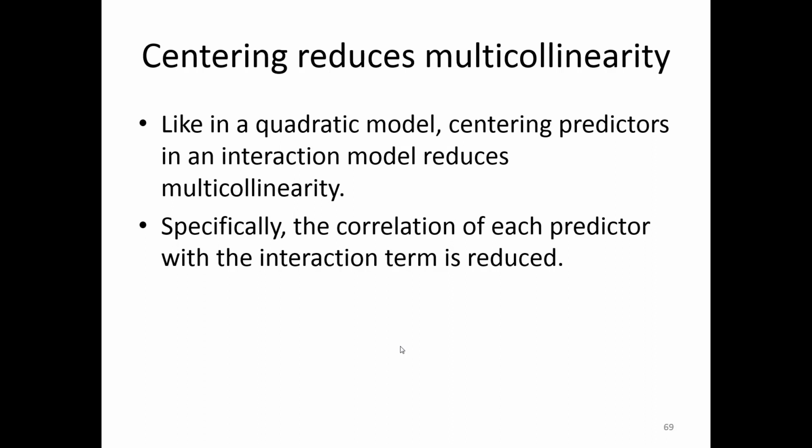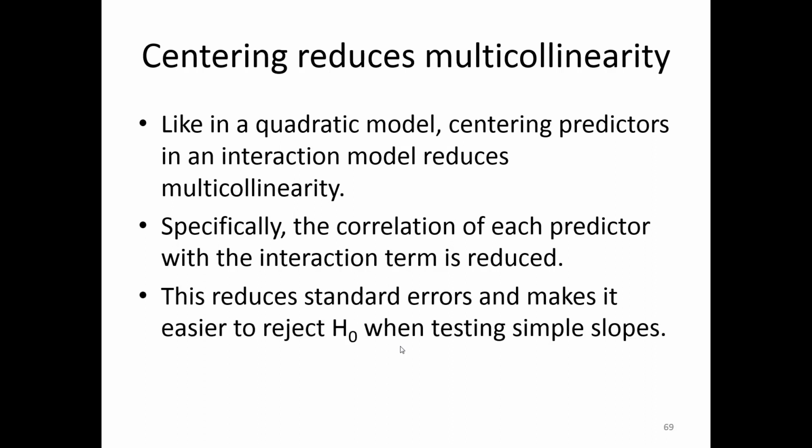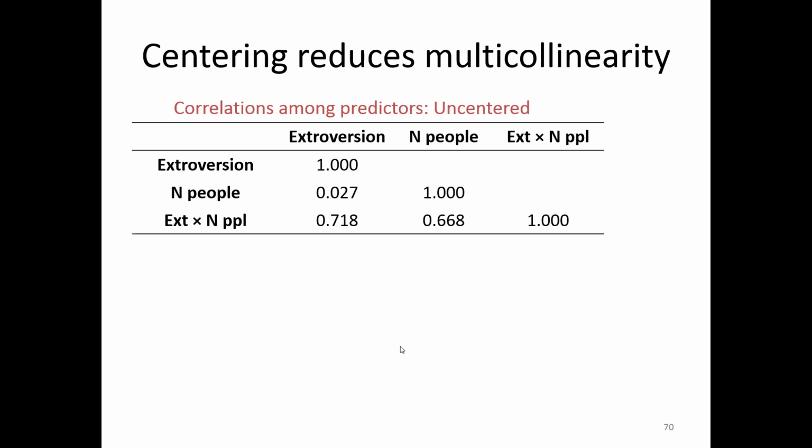Okay, so specifically now, we might be concerned with the correlation of each predictor with the interaction term. That will be reduced when we center. So it reduces standard errors and it makes it easier to reject the null when testing simple slopes. So centering is again a good idea for multiple reasons.